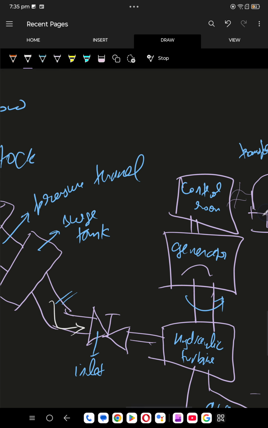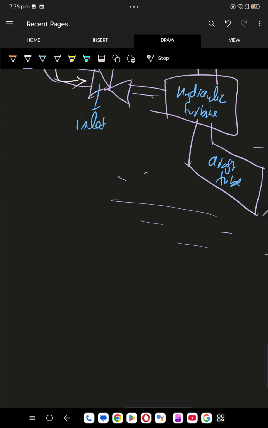The inlet opening leads to the hydraulic turbine. So what happens is, just try to imagine this. This hydraulic turbine, imagine these are like buckets.